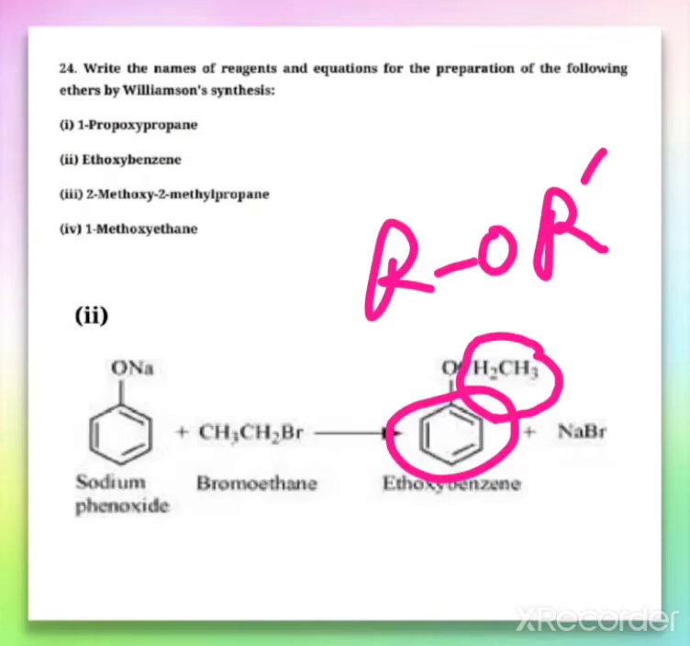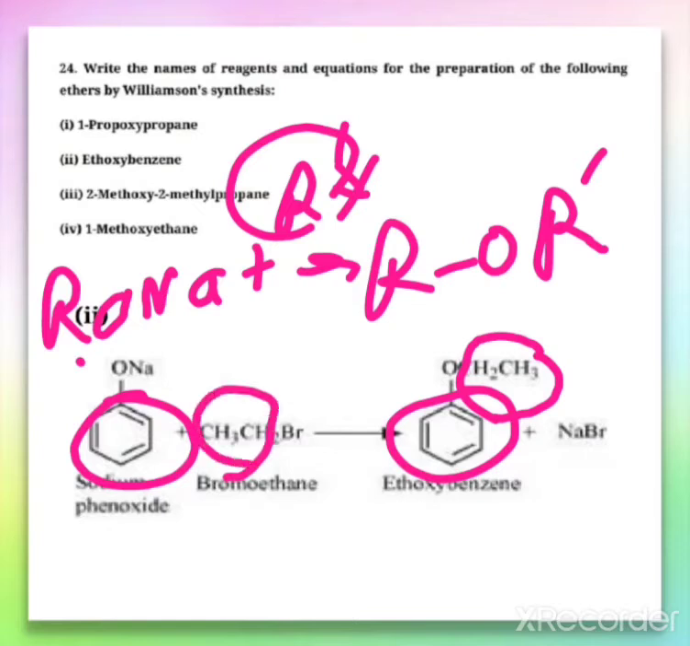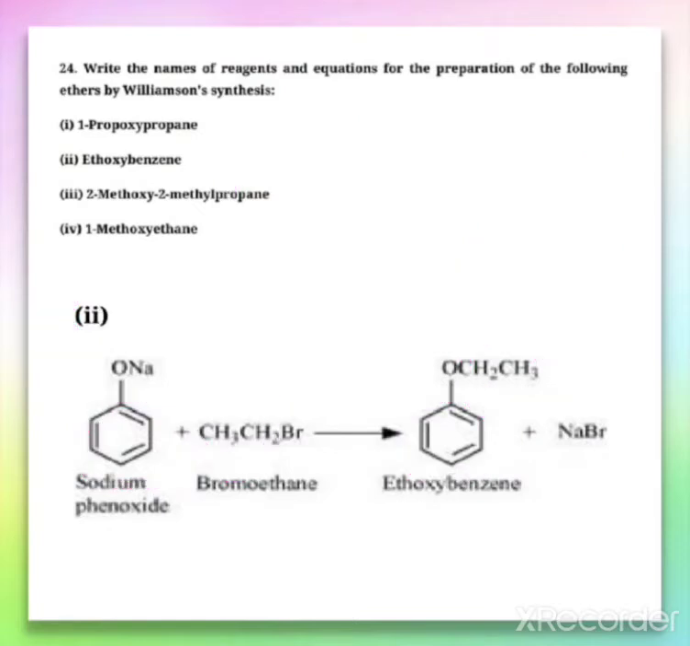So definitely our reactants are RONa plus R dash X. When you compare this, we will see that the R is a benzene ring and the R dash is an ethyl group. So how easily can you frame the reactants? Because in the Williamson synthesis, RONa plus XR dash gives rise to ROR dash. The product is given to us, and we are finding out the reactant.